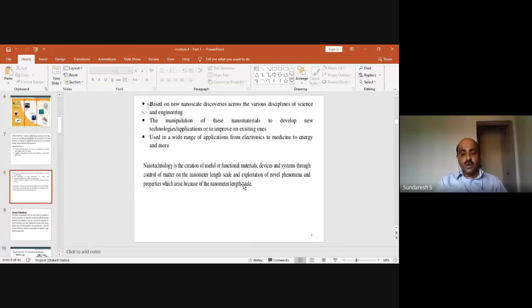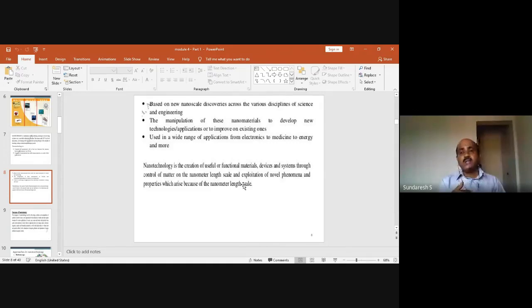Nanotechnology is the creation of useful or functional materials, devices, and systems through the control of matter on the nanometer length scale. So what they say here is that nanotechnology creates useful functional materials, devices, and systems by controlling matter across the nanometer length scale. Using nanotechnology we can create useful functional materials as well as devices and systems, and this technology also exploits novel phenomena and properties which arise because of the nanometer length scale.